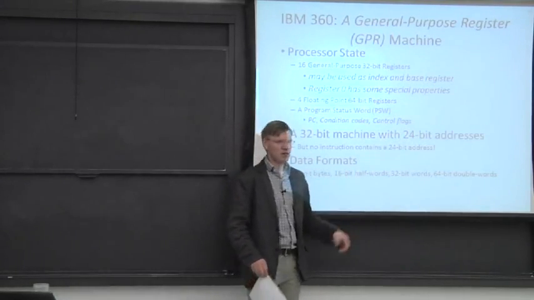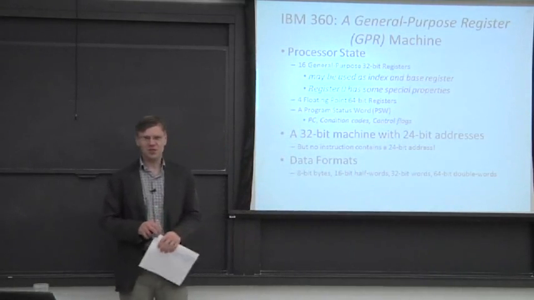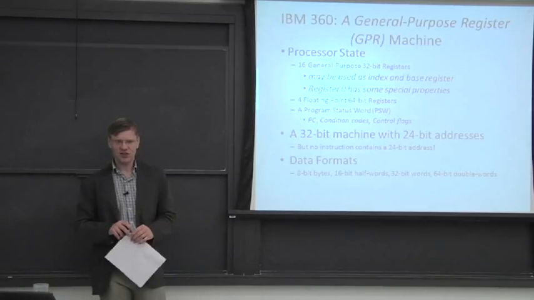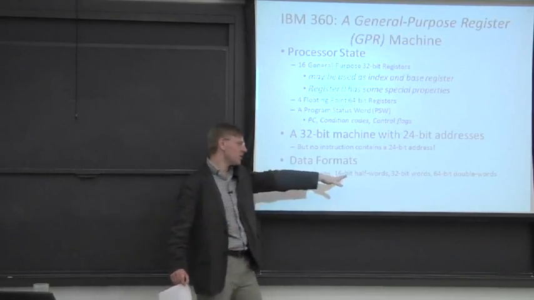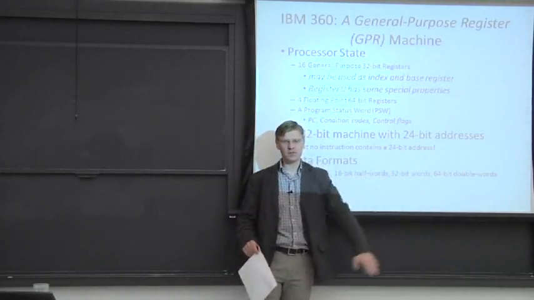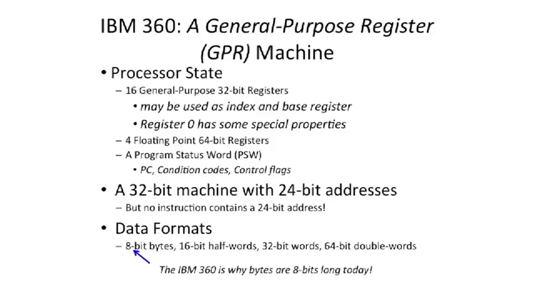And they defined a bunch of different data formats. So there were 8-bit bytes, 16-bit half words, 32-bit words, and 64-bit double words. These were the fundamental data types that you could work on, and you could name these different fundamental data types. And it was actually the IBM 360 that came up with this idea that bytes should be 8 bits long. And that's lived on to today.